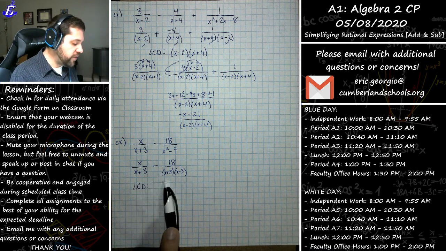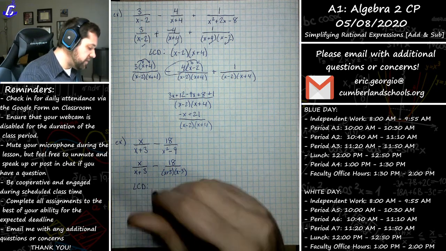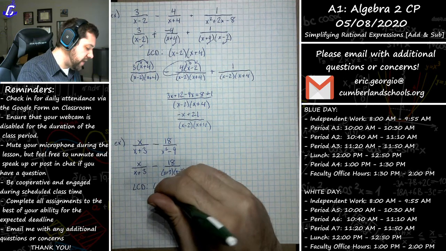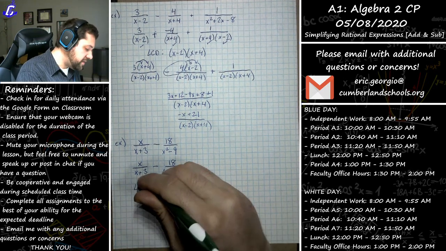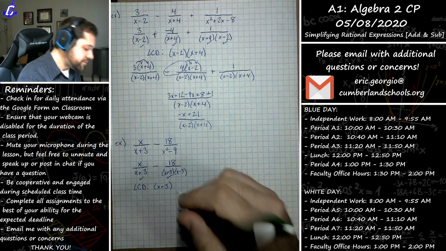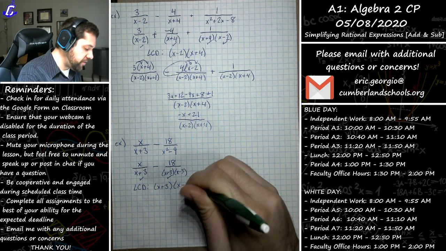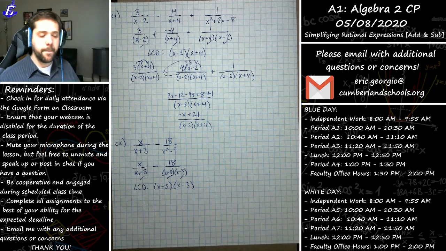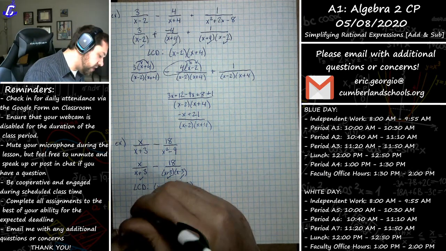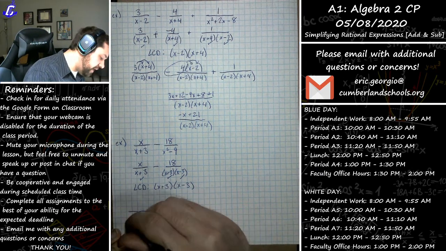We factored first, much easier to identify that our least common denominator, let's see, we need a factor of x plus 3. That makes this happy. We also need a factor of x minus 3 to make that happy. Okay, now everything is happy. Now we can go ahead and try to convert everything to be that least common denominator.